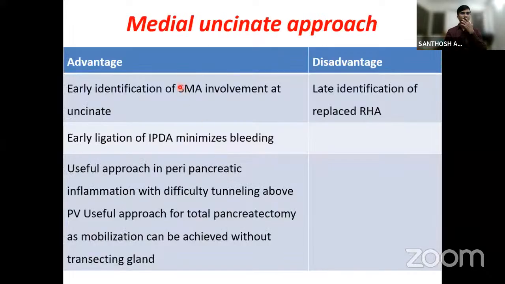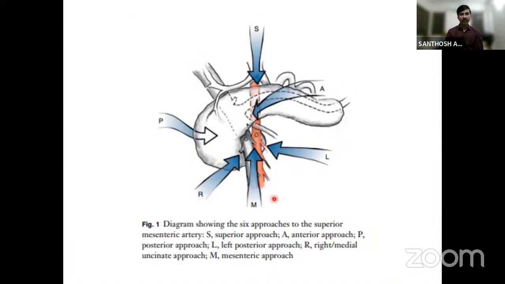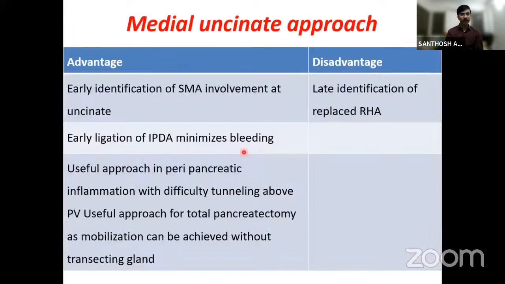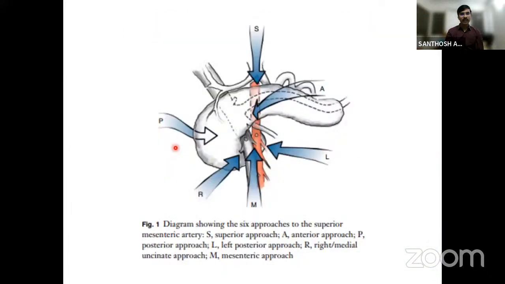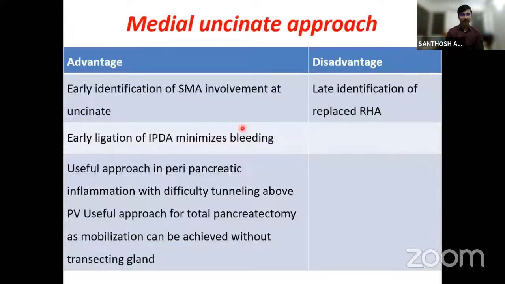So the advantages of the medial uncinate approach is early identification of the SMA at the uncinate. See, when we go here, we can definitely dissect the uncinate, particularly from the SMA. Early ligation of the IPDA minimizes bleeding. Since we are handling somewhere here, the direct blood supply of the SMA to the uncinate process through the IPDA can be ligated so that when we transect, the bleeding will be very less.